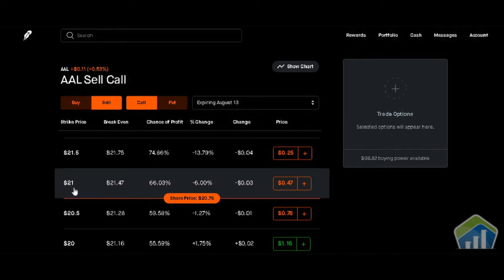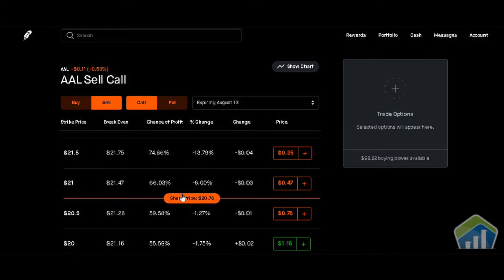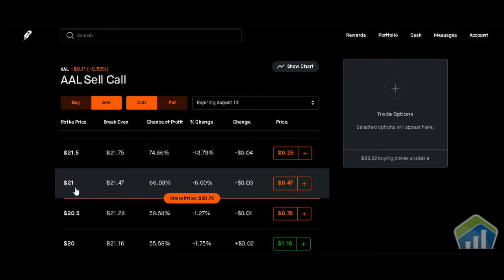So anyway, you would pick this $21 trade, and they would pay you 47 cents per share, right? Which is 47 cents times 100 shares, which is going to be $47 up front. Once you purchase these shares, remember you have a break even of $21.47. Anytime you're doing your shares, remember you bought at $20.76, you need to make sure that you're picking a strike price that's above that $20.76. So the $21 strike price is a perfect strike price to pick, picking up $47 for that week.